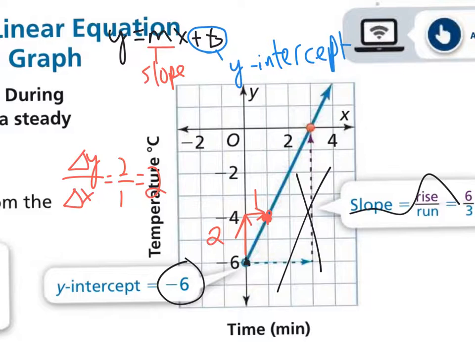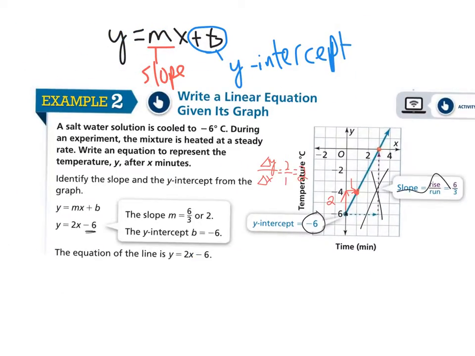And then it's just a matter of substituting your slope and your y-intercept into that y equals mx plus b equation. The book just picked different points, and that's okay. As long as you find a point that hits exactly, they would be going up 6 and over 3. 6 divided by 3 would still be 2, so that's still the same slope. So if our y-intercept is -6, our slope is 2.